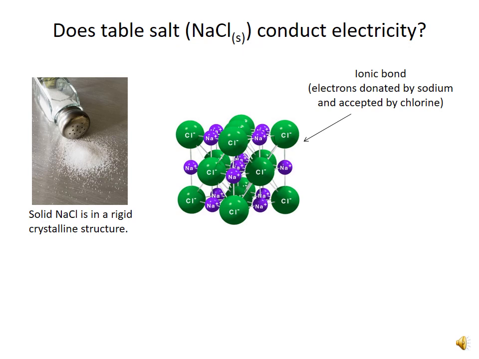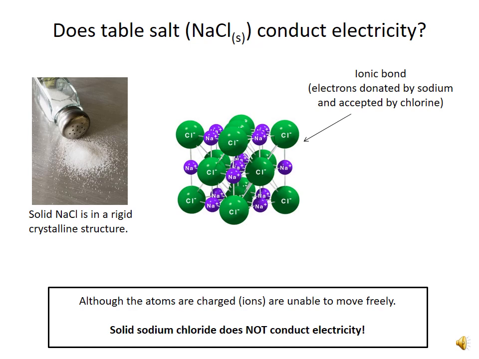It's ionic bonds that are connecting these atoms together. And in fact, electrons are donated by the sodium and accepted by the chlorine. So the sodium and the chlorine are both in an ion form. They're both charged. However, in this particular form, there is little to no mobility of the ions. So in this case, the ions are charged, but they're not able to move freely about the substance. Therefore, solid sodium chloride does not conduct electricity either.